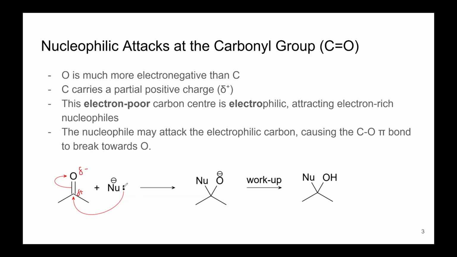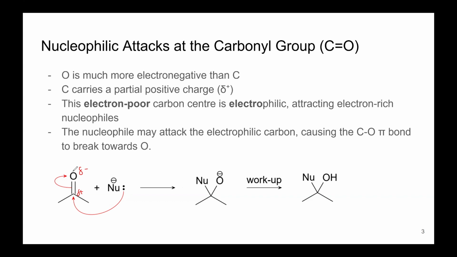Here the nucleophile, with its lone pair of electrons, so it's electron rich, will attack this carbon center. And because a carbon can only have four bonds, this bond needs to break, and it will prefer to break towards oxygen.